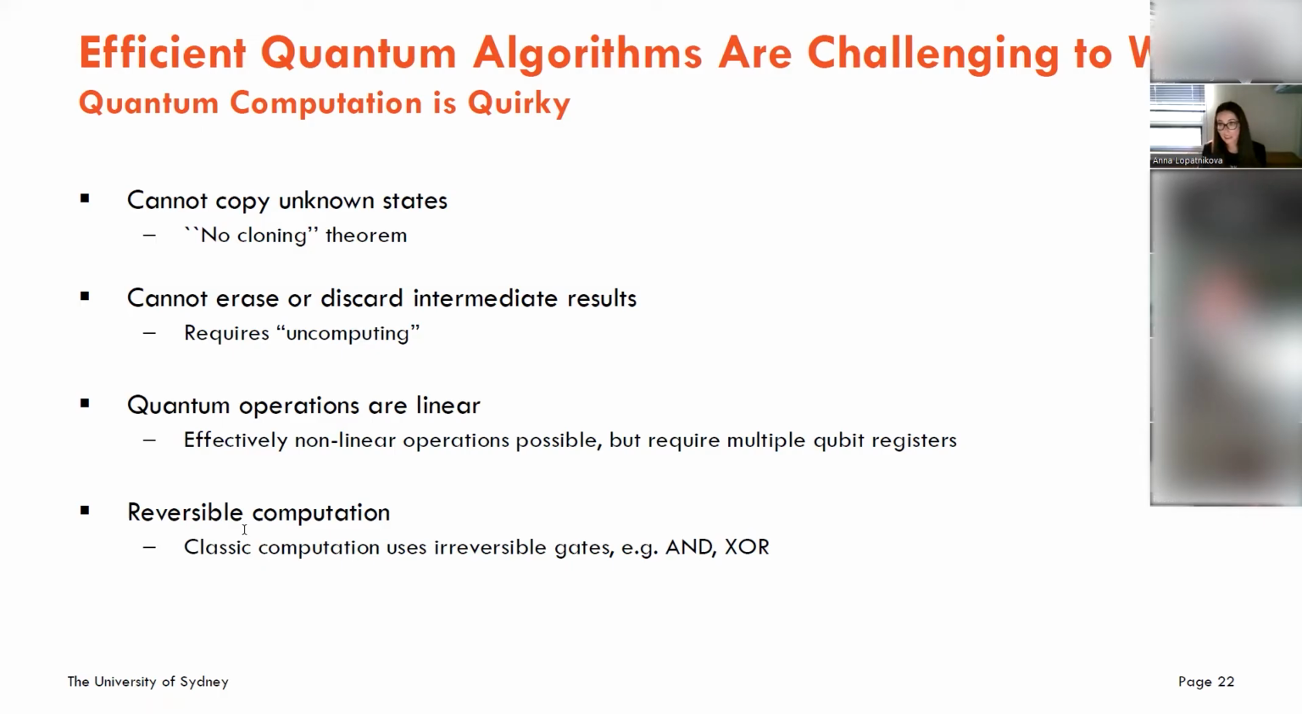Third, quantum operations are linear, and that also limits what we can do. Now, you can create effectively nonlinear operations, but this comes at the expense of using extra qubits, so extra space on the quantum computer. And lastly, because quantum computation is linear, it's reversible. We're used to a lot of irreversible thinking, like AND and XOR. Even though classical computation can be reversible, this is not what we use on a day-to-day basis. So it's another layer of quirkiness when you think about quantum algorithms.